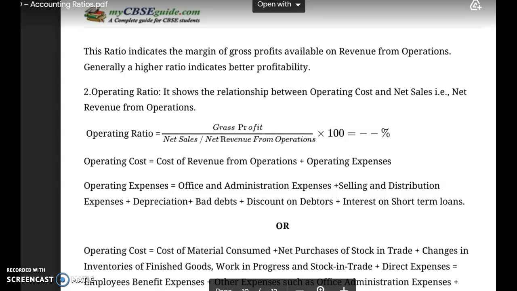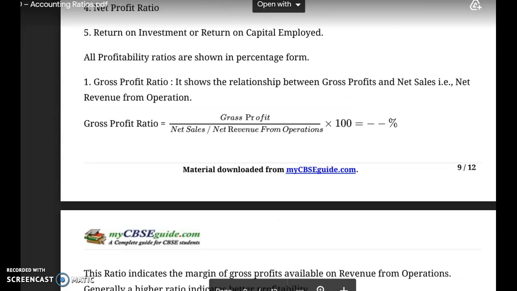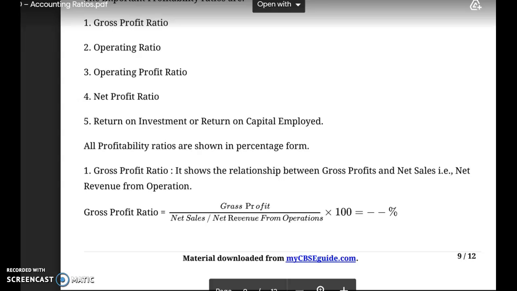The second ratio which we will calculate is called the operating ratio. Dear students, the second and third ratios have more or less the same title. See here, the second ratio is operating ratio, the third ratio is operating profit ratio. There is only a difference of one word in the terms of the second and the third ratio. The second ratio is operating ratio, the third ratio is operating profit ratio. The difference lies only in the word profit here. So what is the operating ratio, and how is it different from the operating profit ratio?